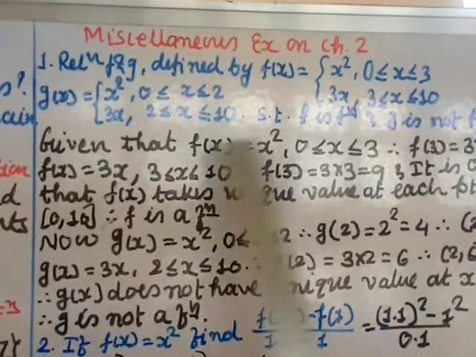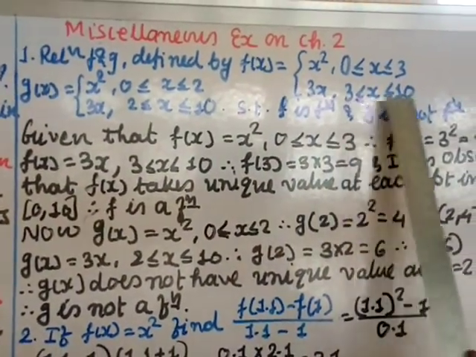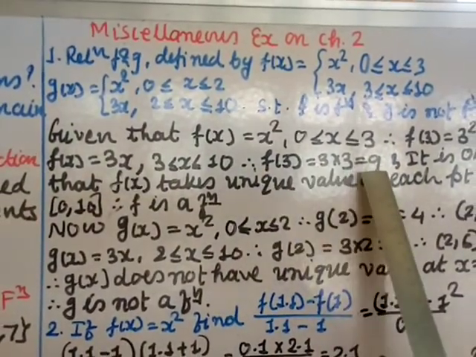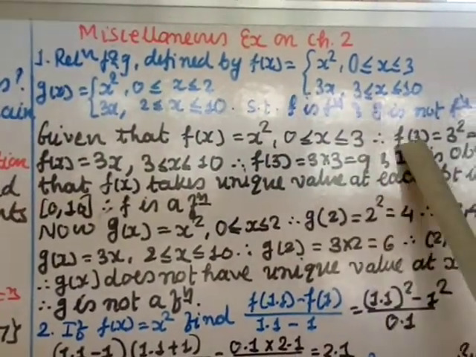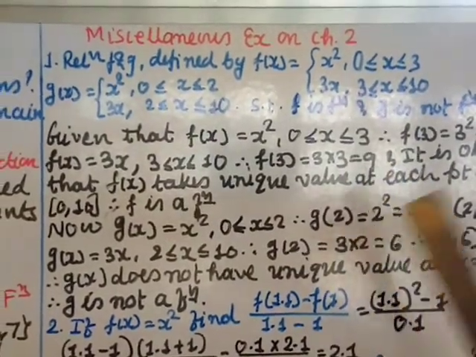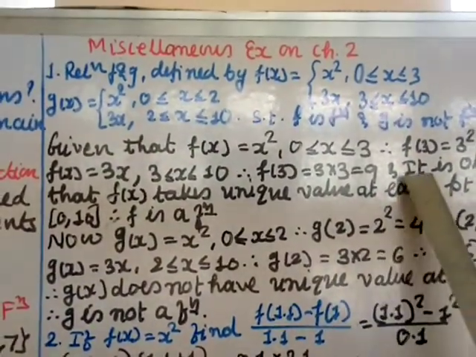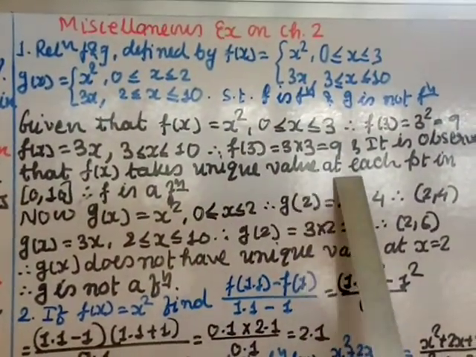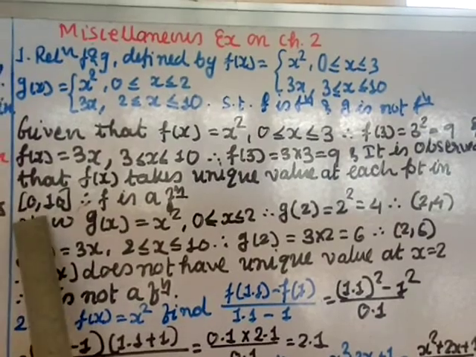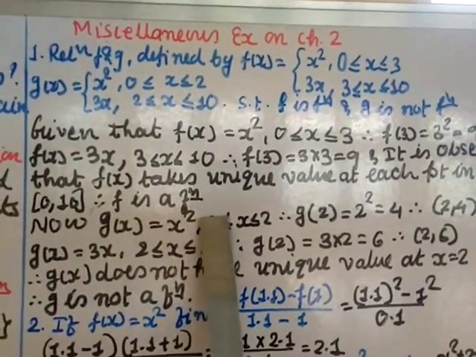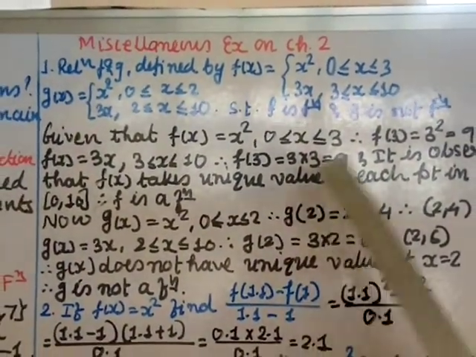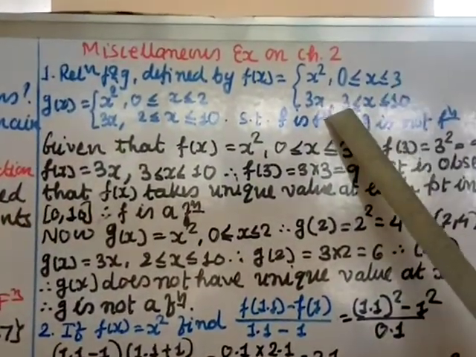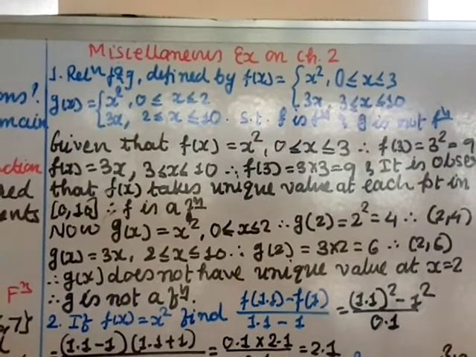For f(x) = 3x, this function value is for 3 ≤ x ≤ 10. Put x as 3. So 3 into 3 is 9. So the ordered pair is (3, 9). Here also (3, 9), and it will be unique for all the ordered pairs. It is observed that f(x) takes a unique value at each point in the closed interval 0 to 10. Therefore, f is a function. It will be a unique value if we check for all the values between 0 to 10; we have checked only the end points. So f is a function.